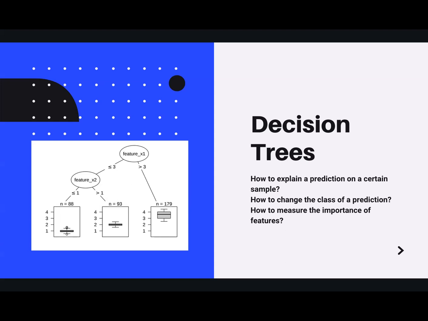Meaning, if we want to interpret the importance of the features after the model is being trained, it's a very simple process. You just take the order of the features. So the first feature that is being used to split is the most important, and then we go down and down and down and down.